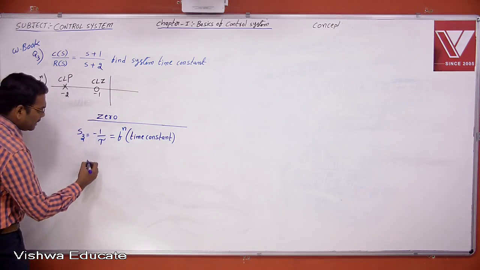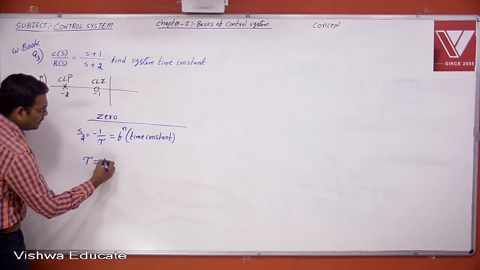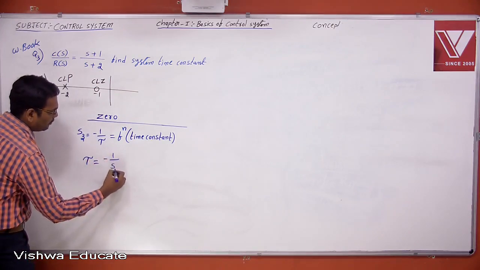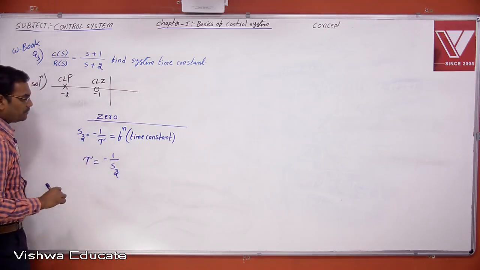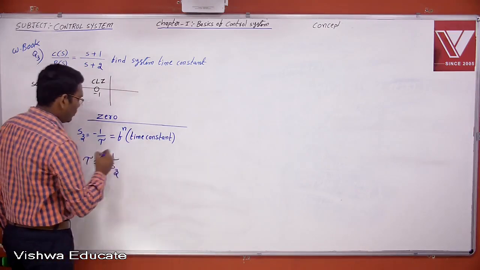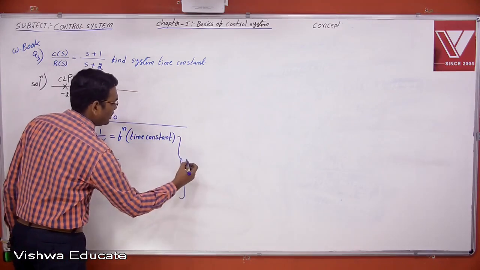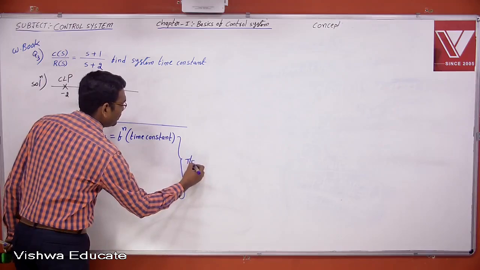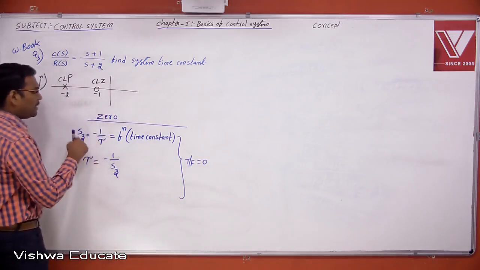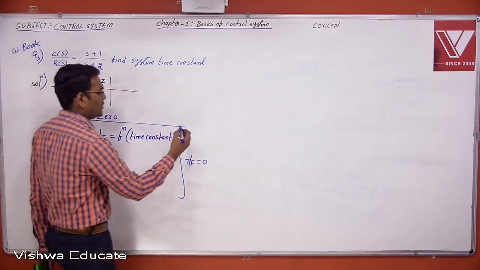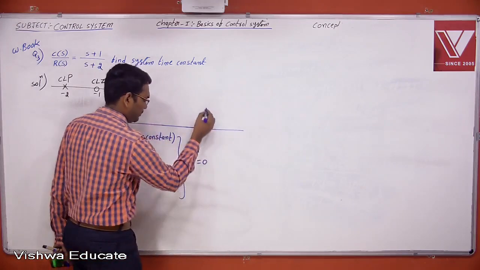From here, can I write like this? What is the time constant? Time constant is nothing but the negative of the reciprocal of zero. Now this time constant will make the transfer function zero, which we already know.